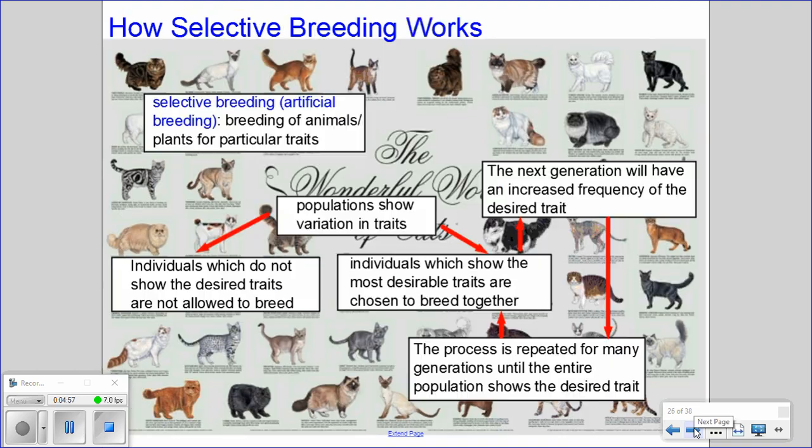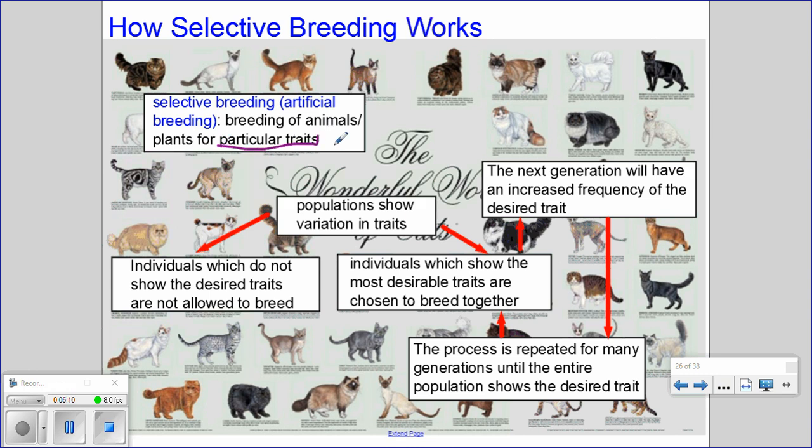So now the way in which selective breeding works. When we talk about selective breeding, again, we're talking about breeding of animals or plants for particular desired traits, and those may be related to some particular type of task, or they may be for aesthetic reasons. We like the look of it.